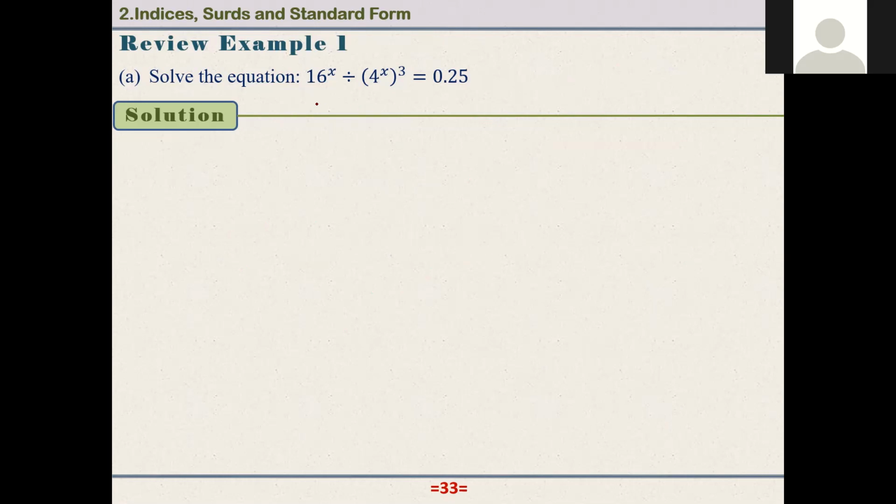So here, solve the equation. It's a little bit different, but I am sure you can solve this problem. First, we have to simplify the left-hand side and also the right-hand side. Now, from here, we can see that we try to write everything with base 2, right? So 16 we can write as 2 to the power of 4x, divided by 2 to the power 2x times 3, that is 6x. And how about 0.25? That's equal to 25 over 100, which is equal to 1 over 4, which is equal to 2 to the power of negative 2.